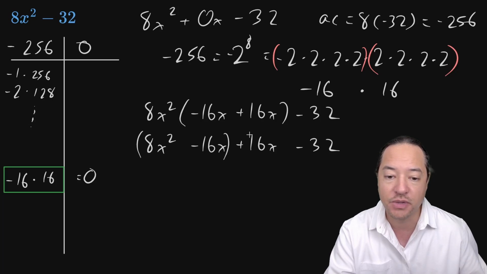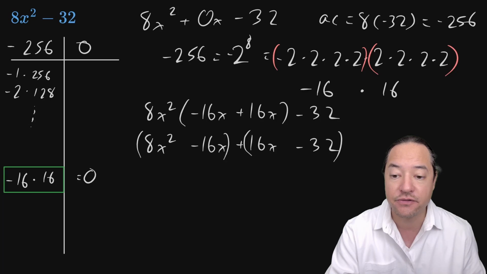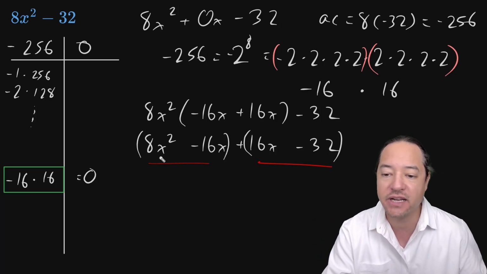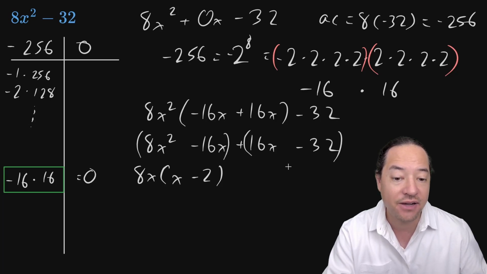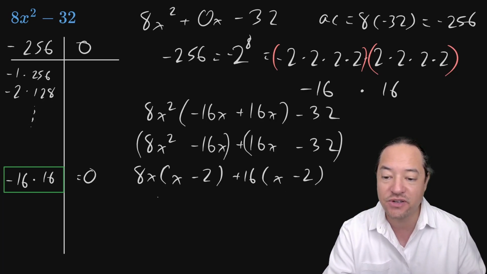I'm going to regroup like this, and then I'm going to factor out the greatest common factor from each of these groups. And in this first one, I can factor out an 8x. So I'll factor out an 8x, and that will give me an x minus 2. And here I can factor out a 16. So a 16 will give me now here an x minus 2. And then I can factor out the x minus 2. So this will give me an 8x plus 16 multiplied by an x minus 2.